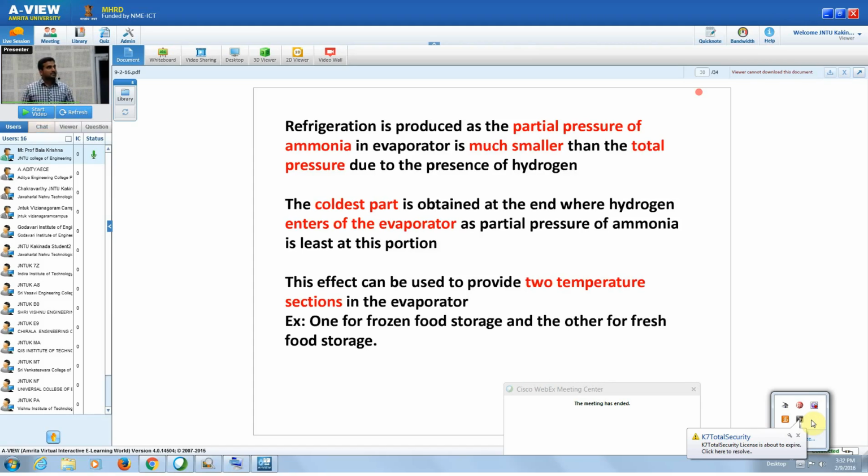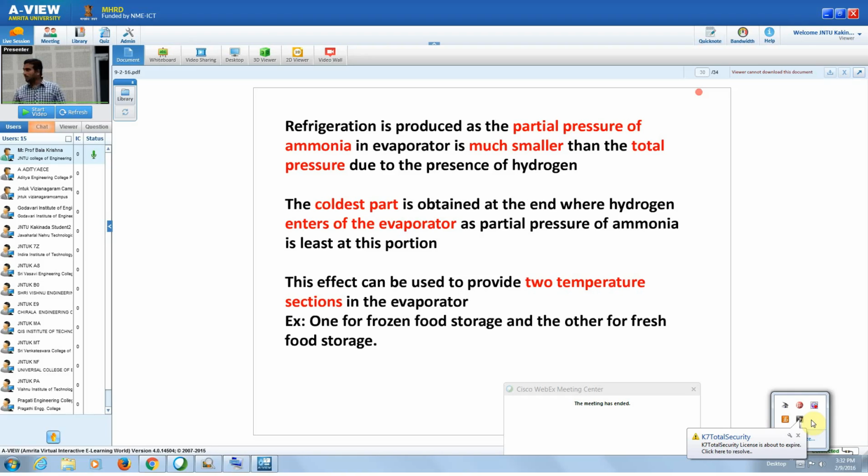See here, the refrigeration is produced as the partial pressure of ammonia in the evaporator is much smaller than the total pressure due to the presence of hydrogen. Due to the presence of this hydrogen inside the evaporator, the partial pressure of ammonia will be very small, and this is how the temperature gets reduced or the refrigeration effect is produced.